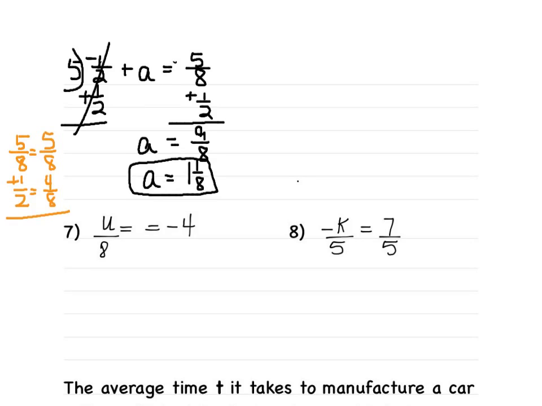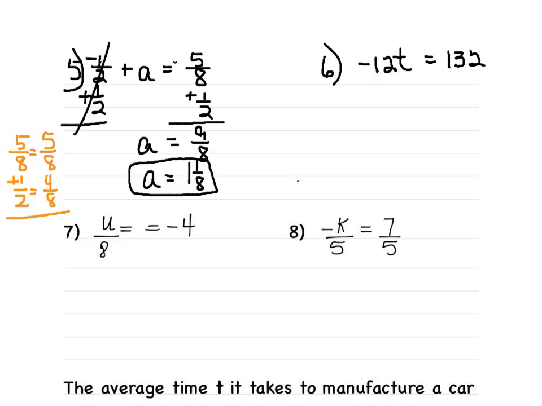Okay, let's go on to number 6. Please write it down. Negative 12t equals 132. Negative 12t is equal to 132. So my variable is t, and what's being done to it is being multiplied by negative 12.